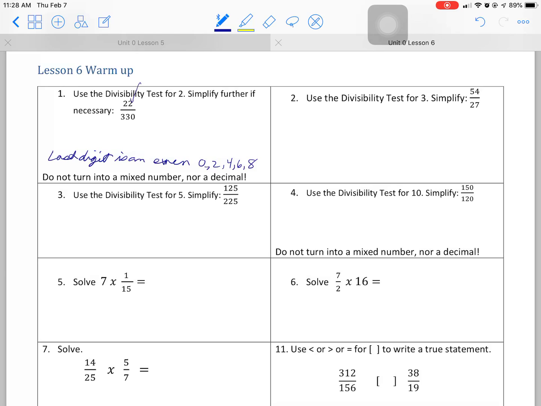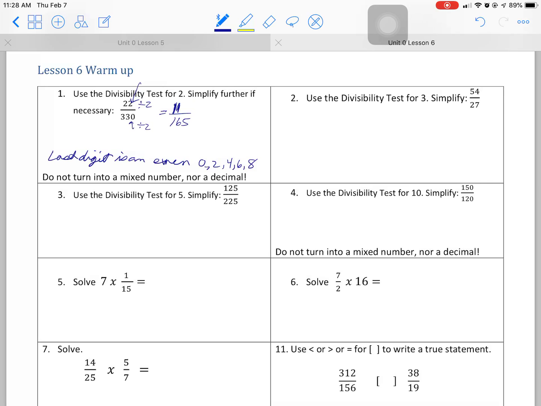So in 22, there's a 2. So that means that 22 is divisible by 2. The last digit of 330 is 0. That means 330 is divisible by 2. 330 divided by 2 is 165.